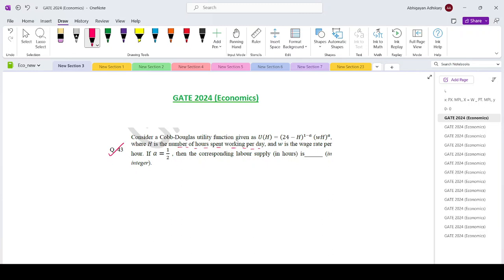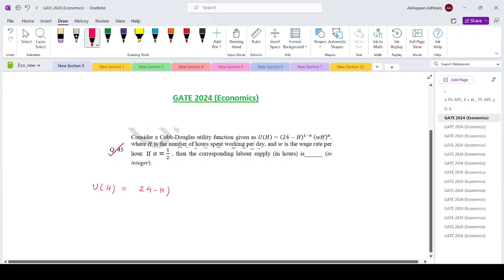Okay, so let's write down the utility function. U of h is equal to (24 minus h) to the power 1 minus alpha (wh) to the power alpha. So for utility maximization, what should we do? For utility maximization, differentiate u with respect to h and set it equal to 0.